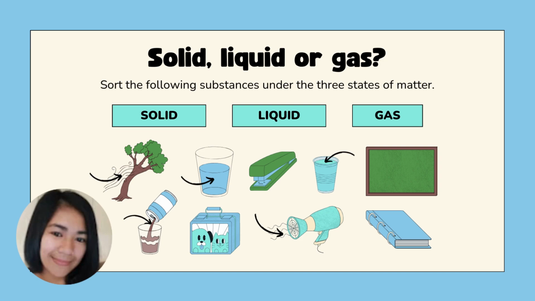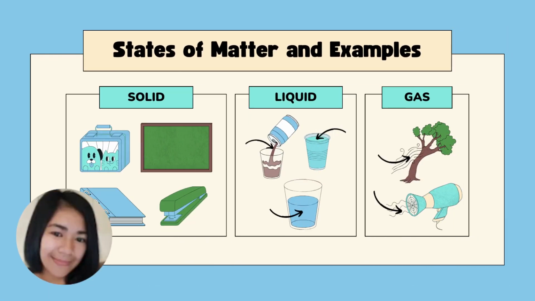Punta muna tayo dito. So, this picture are the different phases of matter. So, merong trees, water, stapler, chalkboards, and books. So, ang gagawin ninyo, you have to arrange them according to the three states of matter. So, ano nga ba ang solid dyan? Ano yung mga liquid and the example of gas? So, I will give you seconds to answer. Okay, so let's answer.